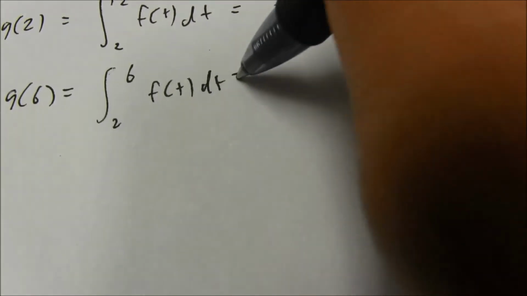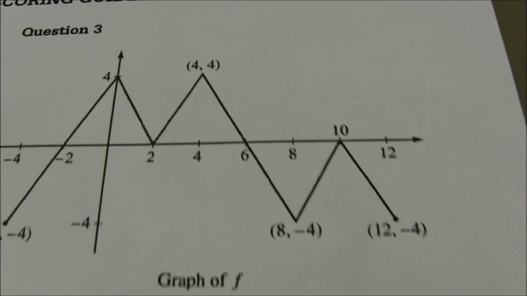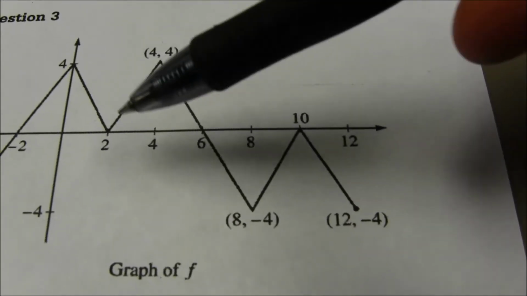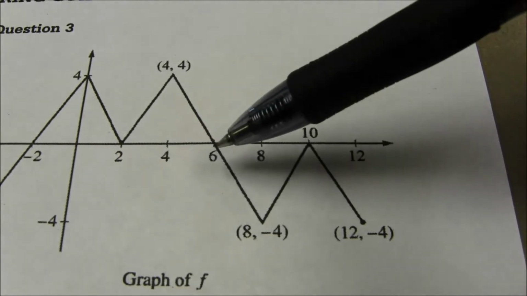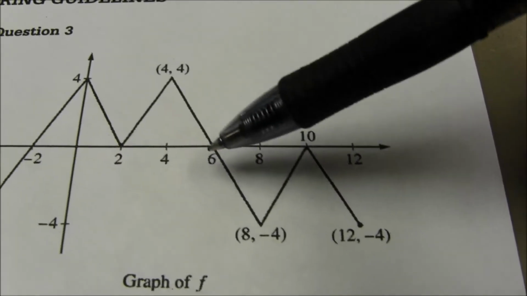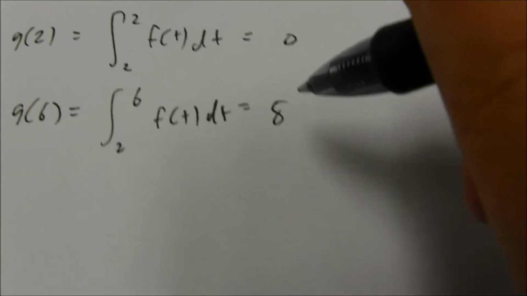So that's just going to be the integral between 2 and 6. Remember, the integral is the area under a curve. This is a triangle with a base of 4 and a height of 4. So that area is going to be half of 4 times 4, which is 8. And so that's my value of g of 6. So g of 6 is 8.